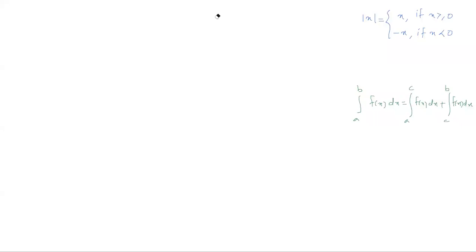All the solved examples in the textbook are very, very, very important, especially in this properties of definite integral. There is one question: integral from minus 1 to 3 by 2 of modulus of x sine pi x dx.